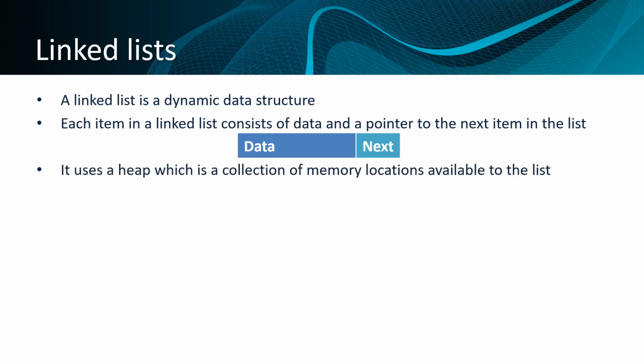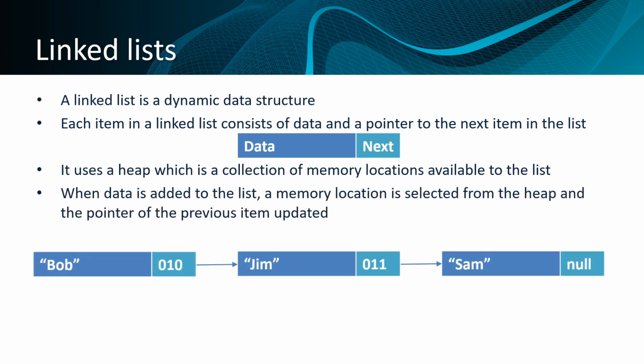It uses a heap, which is a collection of memory locations available to the list. When data is added to the list, a memory location is selected from the heap, and the pointer of the previous item in the list is updated to show where the next item can be found. The final value will always have a null pointer.